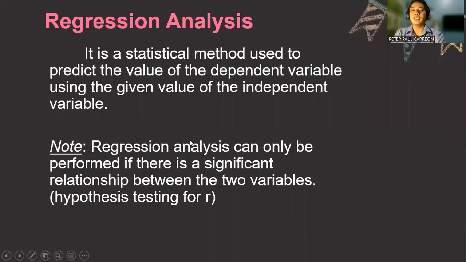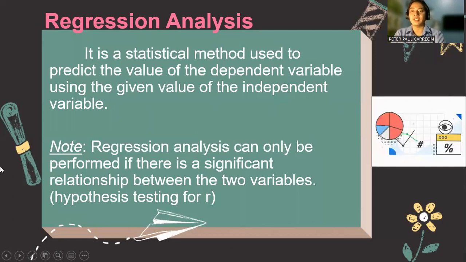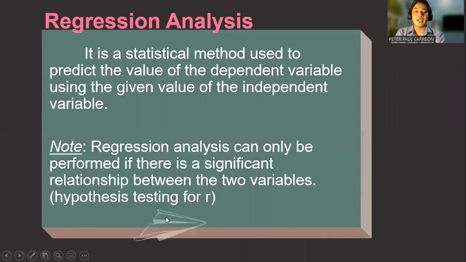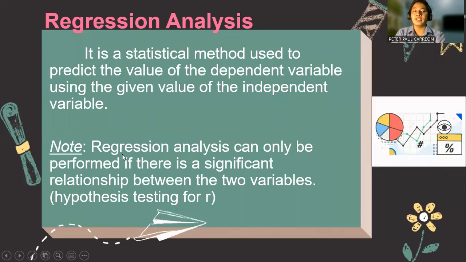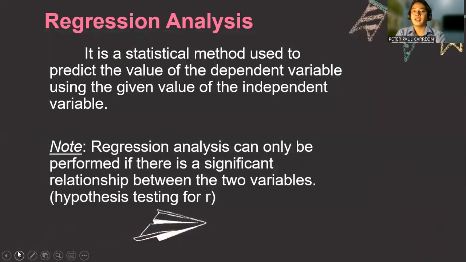Whenever you want to know the predictability of a certain variable, then we use regression analysis. Regression analysis can only be performed if there is a significant relationship between two variables. So you also need to test the significant relationship for r, and then push your study into a more comprehensive analysis, such as regression analysis, in which you want to know if a certain behavior predicts the other behavior.